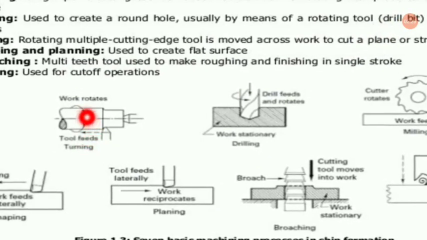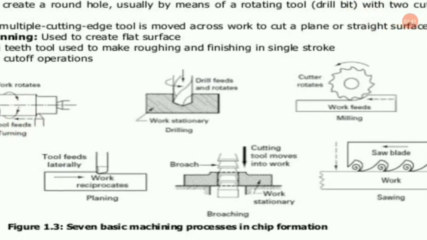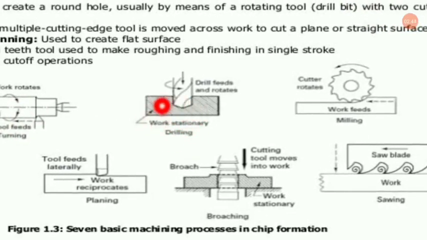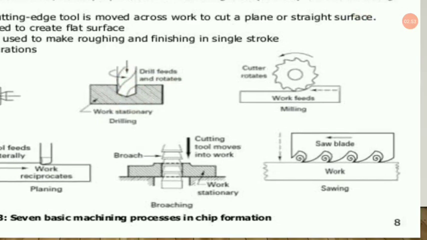this is the turning operation. The work is rotating and it is being held in the chuck and supported by the tailstock, and now the tool is moving in this direction and giving a cylindrical shape and reducing the diameter. Next is the drilling machine. As you can see, the work is stationary over here, and this is the drill bit, and the drill feeds and rotates to produce a circular hole. Okay, next milling you can find over here. This is the cutter rotating. Feed is given to the work, and the cutter is rotating, and we are getting a plane surface.